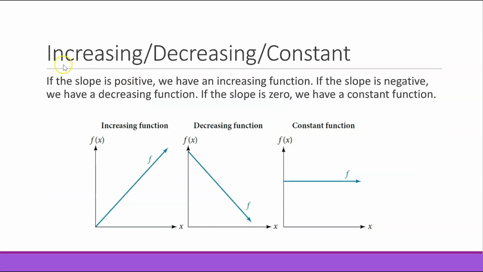Now let's take a look at the idea of a linear function being increasing, decreasing, or constant. If the slope is positive, we have an increasing function. If the slope is negative, we have a decreasing function. If the slope is 0, we have a constant function. So here our increasing function, as I move from left to right, the y values are getting bigger. On my decreasing function, from left to right, my y values are getting smaller. And here, as I move from left to right, my y values are not changing, they are constant. And I have a slope that is 0.